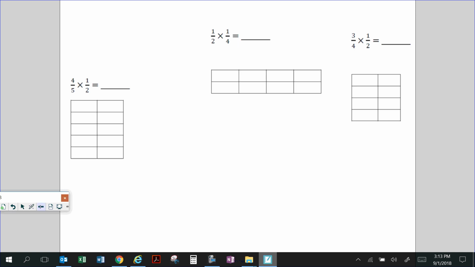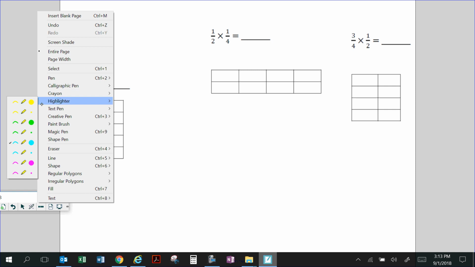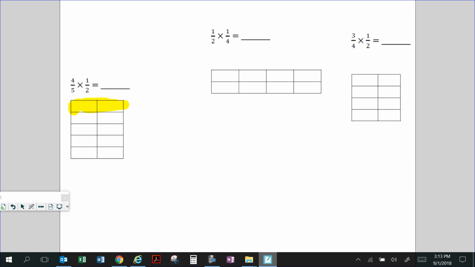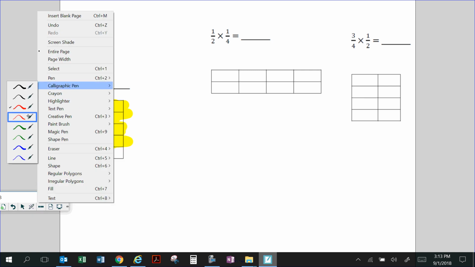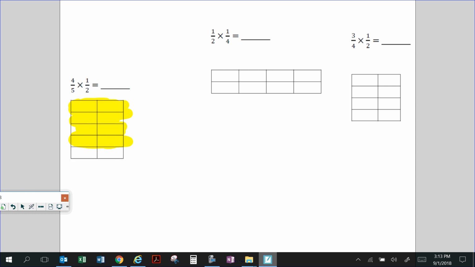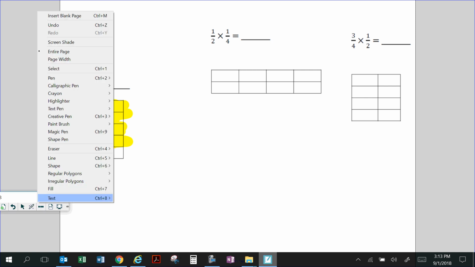Shade in 4 of the 5 rows. 1/5, 2/5, 3/5, 4/5. Now shade in half of the columns. What fraction of this whole grid overlapped? 1, 2, 3, 4. 4 out of what? 10. 4 out of 10.